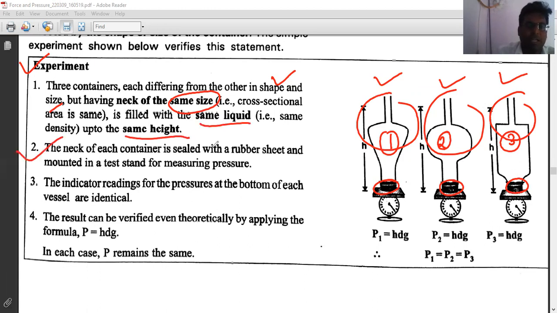So the neck of each container is sealed with a rubber sheet and mounted in the test tank for measuring the pressure, and it is connected with a measuring instrument which can measure the pressure.